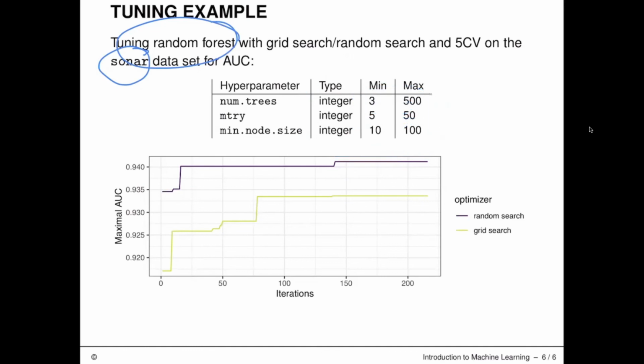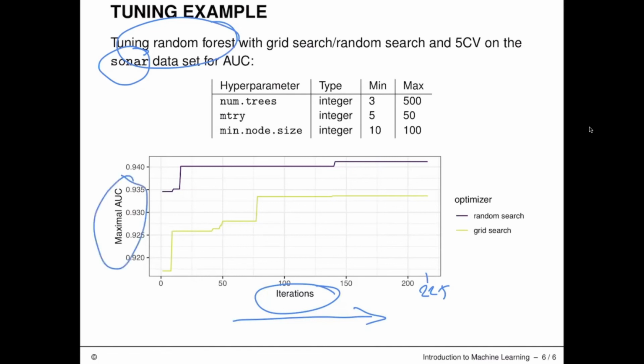So for the grid search, we set up a grid with these intervals, and for random search, we just choose random numbers from this 3-dimensional hyperparameter space. In total, we look at 225 different values here. And what is plotted here is on the x-axis now the number of iterations. So we go from left to right.